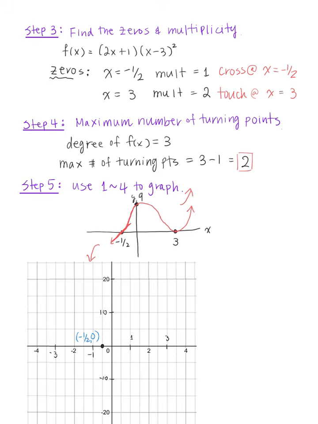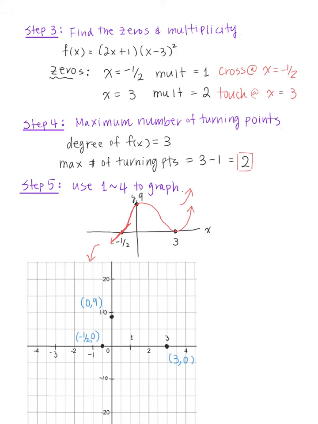And then another x-intercept or the 0 is at x equals 3. So this will be, let me write it here, 3 comma 0. And we have the y-intercept at 9. So maybe 9 will be right here. Okay, so let me just call that point 0 comma 9.